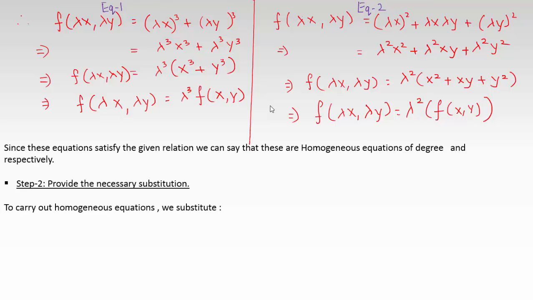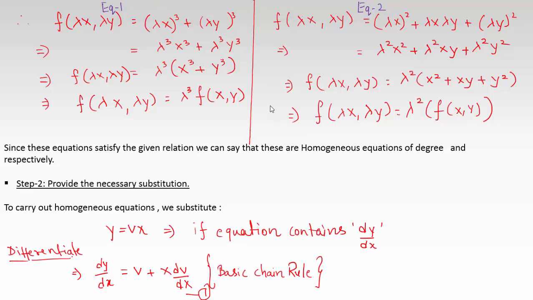Then we have to provide some necessary substitution in order to proceed. Now we are proceeding with our homogeneous method. The basic substitution we have is y is equal to vx. The equation contains dy by dx, so by differentiating this substituting equation, dy by dx is equal to v plus x dv by dx. That comes from the basic chain rule we have studied in class 11th.